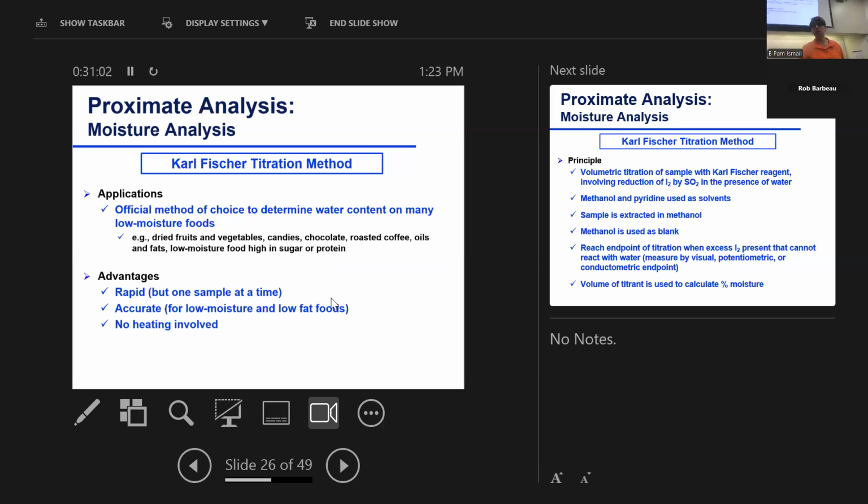Now, Karl Fischer you did in the lab. It's a titration method. It's usually the official method of analysis for low moisture food. Why? Those of you who did the lab, why do you think this method is good for low moisture food? It's going to give you good results for cheese as well. Yes, yeah.